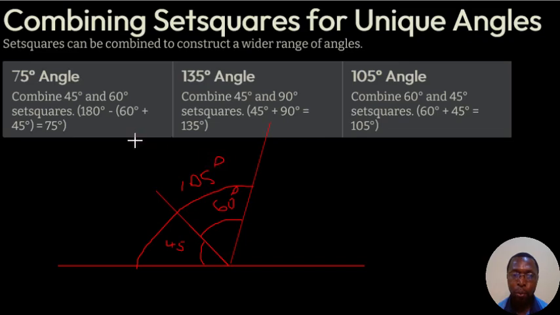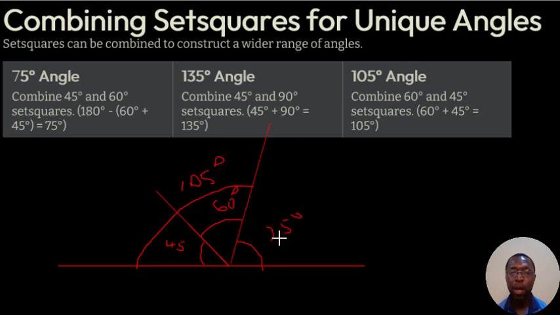But remember that we have to subtract the result from 180, which will give us 75. That is 180 minus 105 will give us 75, meaning that the remaining angle here is 75. So this is how you can construct angle 75 degrees using your two set squares.